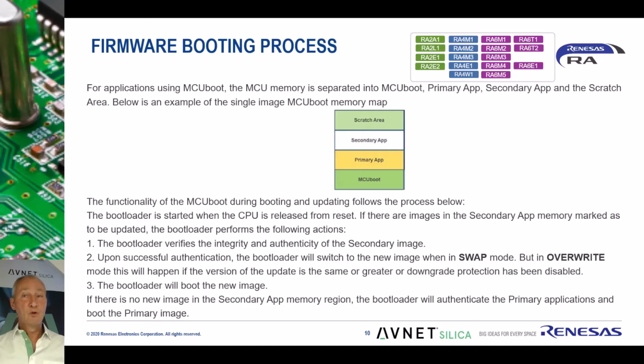The functionality of the MCUboot during booting and updating is as follows. The bootloader is started when the CPU is released from reset. If there are images in the secondary app memory marked as to be updated, the bootloader performs the following actions. 1. The bootloader verifies the integrity and authenticity of the secondary image. 2. Upon successful authentication, the bootloader will switch to the new image when in swap mode, but in override mode, this will happen if the version of the update is the same or greater, or downgrade protection has been disabled. 3. The bootloader will boot into the new image. If there is no new image in the secondary app memory region, so in normal operation, the bootloader will authenticate the primary applications and boot the primary image.